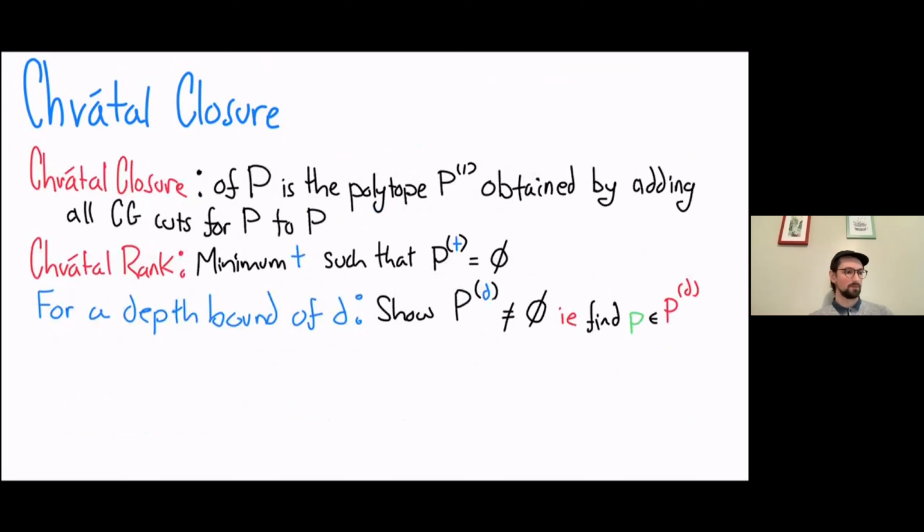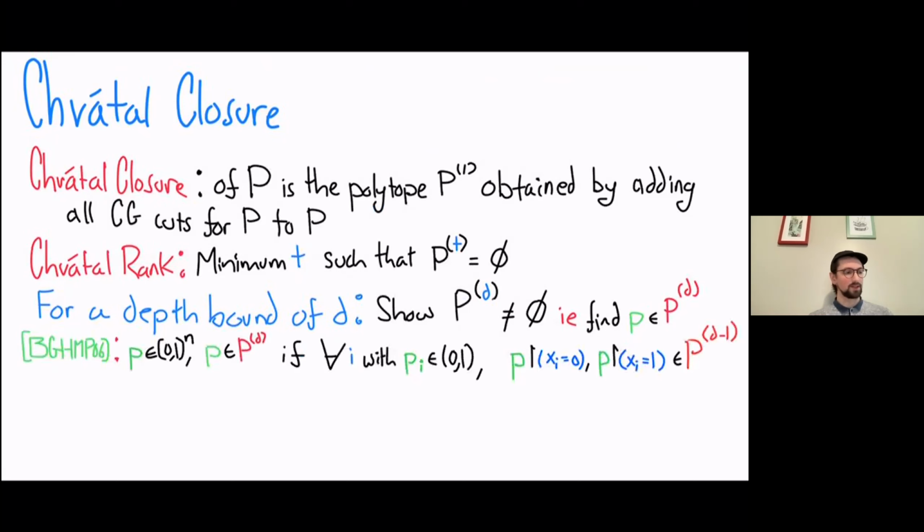So if we want to show, for a depth bound of d, we want to show that the polytope obtained by taking d rounds of this closure procedure is non-empty. That is, we want to find a point in the d round closure. And so the Chvátal rank lower bounds depth, so this would imply a depth lower bound for cutting planes.